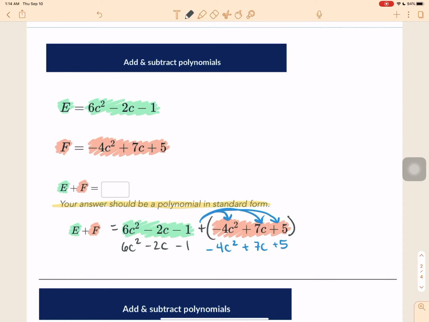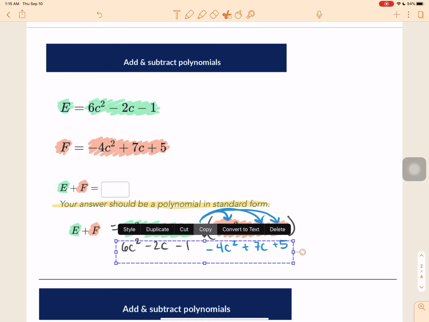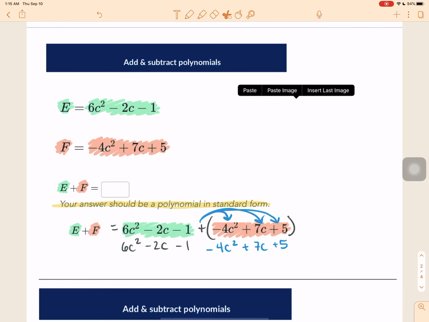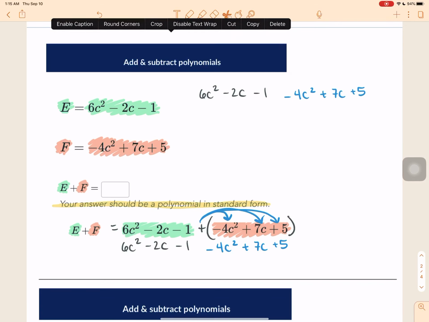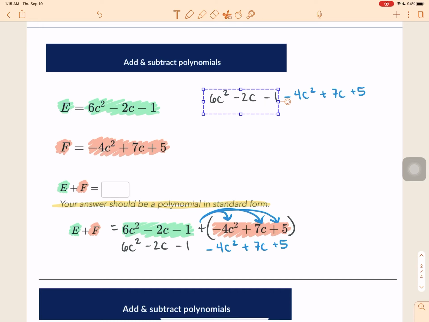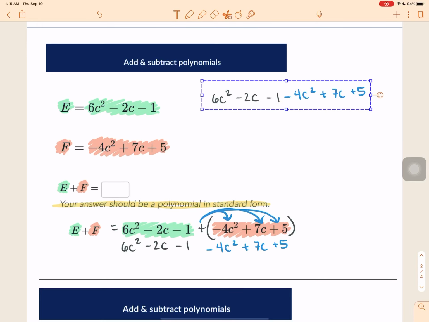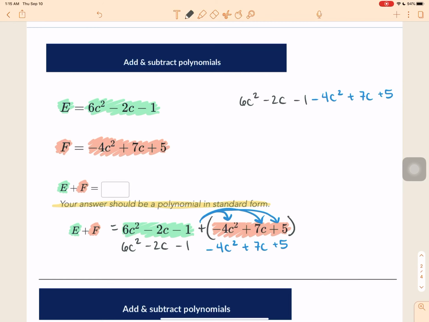All right, so I'm going to go ahead and take this and move it. I'll just make a copy of it and move it right up here for you guys. So this is what we're working with here. This will give us the answer E plus F. Sorry, I'm moving stuff around a lot. If I paste it as an image, it hides behind the image I took from Khan Academy.